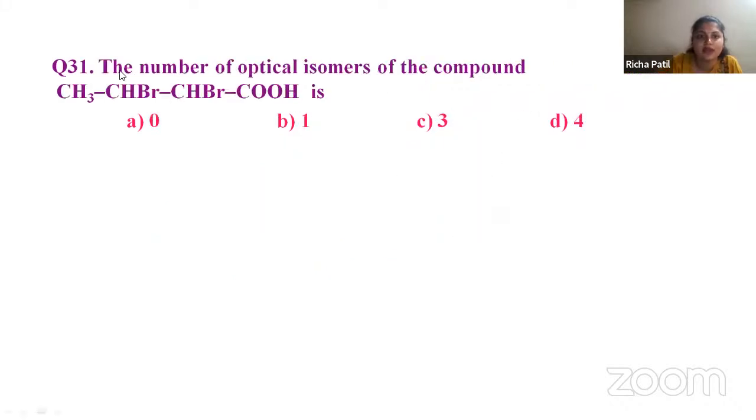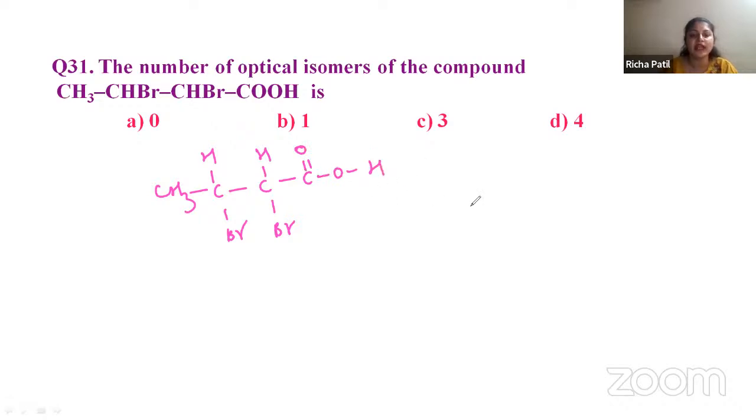Next question: the number of optical isomers of the compound CH3-CHBr-CHBr-COOH is. So write the structure. It is CH3, CHBr, CHBr, then C double bond O, OH. So how can you calculate the number of optical isomers? Yes, Chandru, correct. It is D. We'll see how it is D.